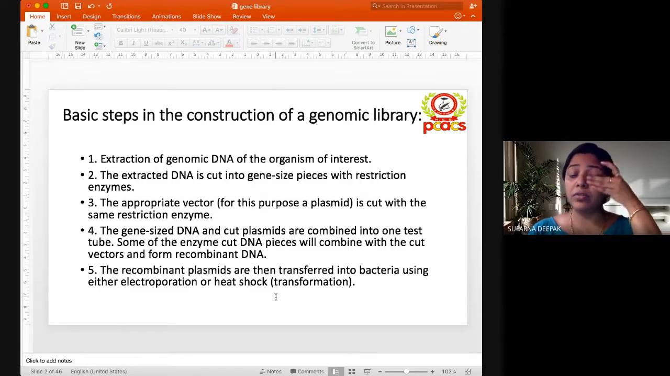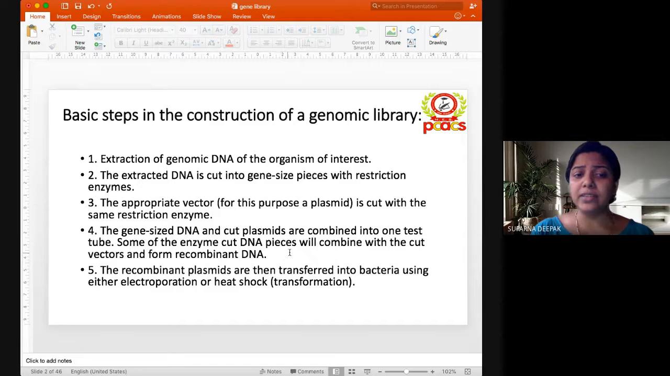Then an appropriate vector has to be used. Most of the time it is a plasmid. The plasmid would be cut using the same restriction enzyme. If I have used EcoRI for restricting my DNA, I will use the same EcoRI for my plasmid also. Plasmids have multiple cloning sites, which allow them to be cut with different types of restriction enzymes. Because of this, staggered ends are created, and so the DNA will get inserted into the vector.